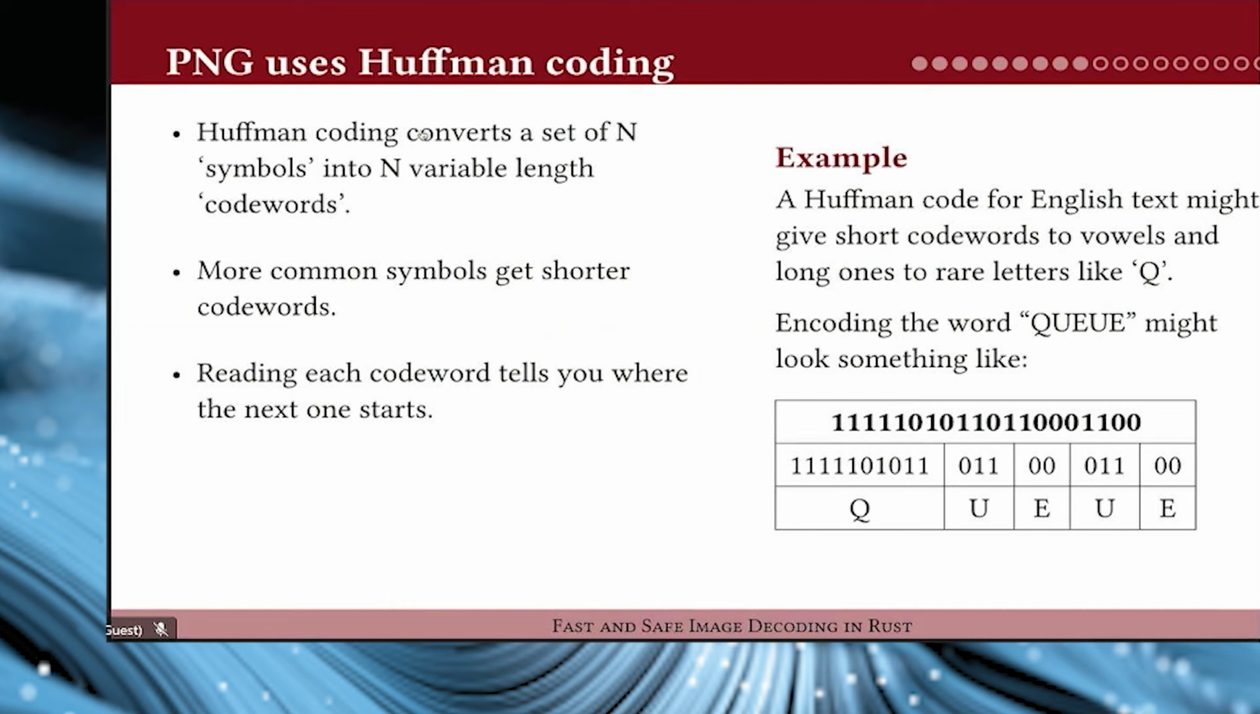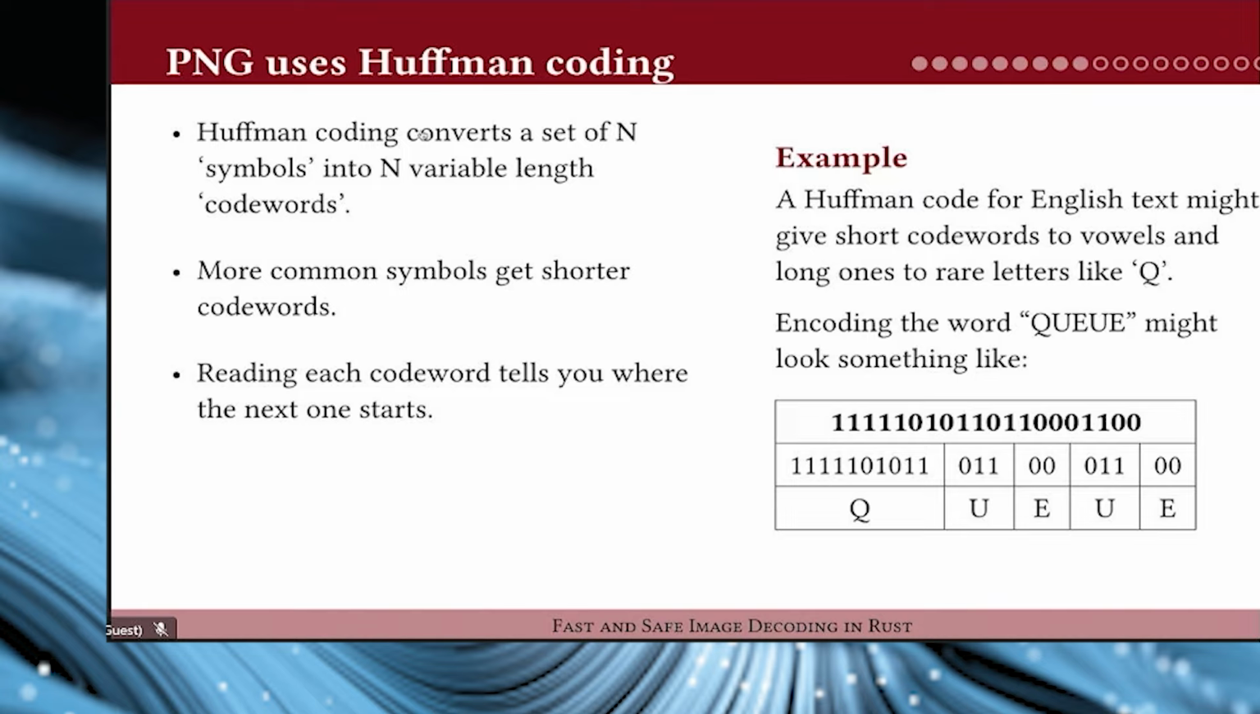Common symbols get shorter code words. Rare symbols get longer code words. And by looking at each code word, or even just the sequence of bits that are coming up, you can tell how long the code word is going to be and what it is, and that lets you tell where the next one might start.